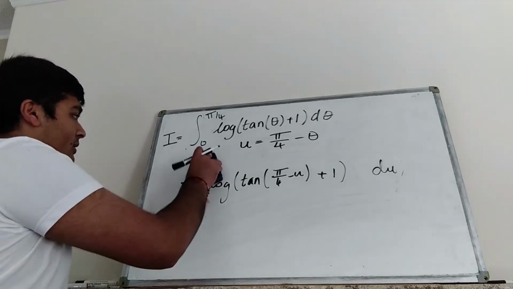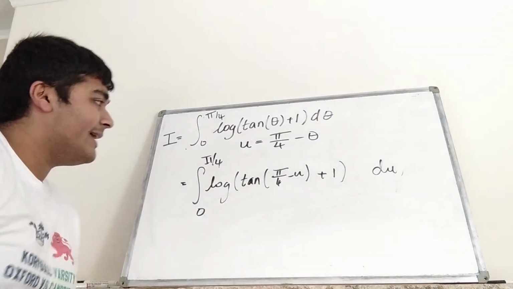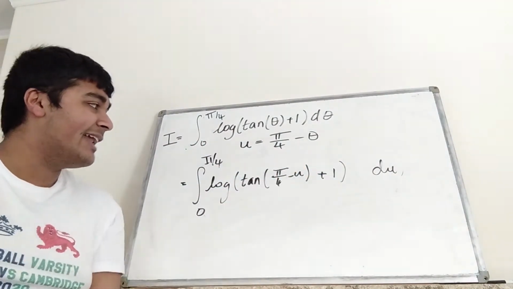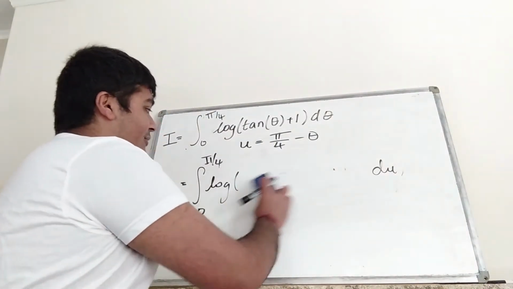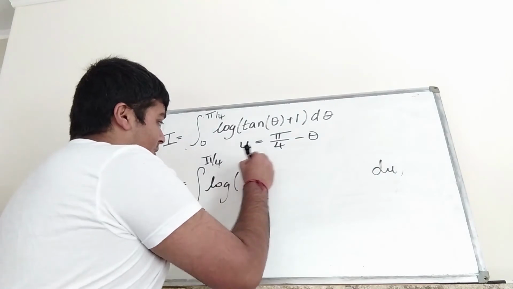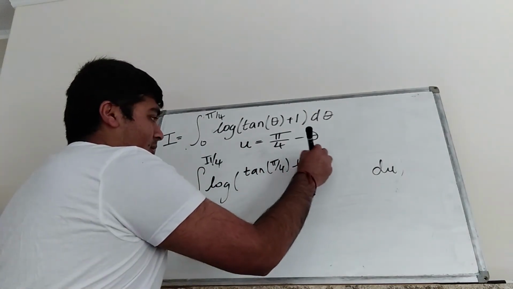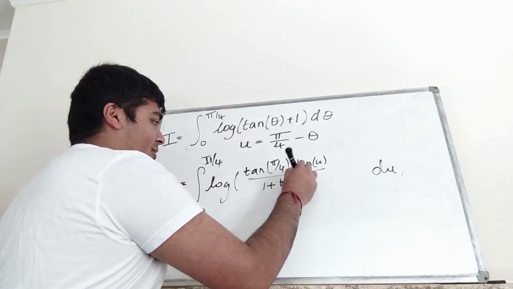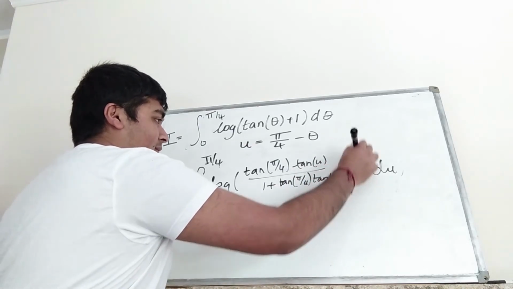So the integral from 0 to pi over 4 of this thing here. Now what we're going to do is use our double angle formula on this thing here. So this is tan of pi over 4 minus u. So that's precisely tan of pi over 4 minus tan of u, all over 1 plus tan of pi over 4 tan of u. And remember we still have that plus 1.